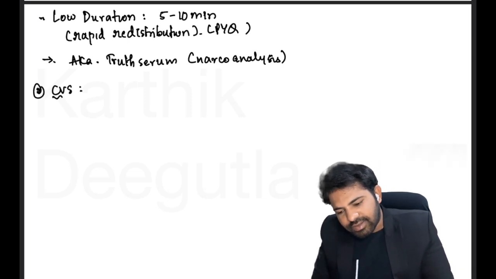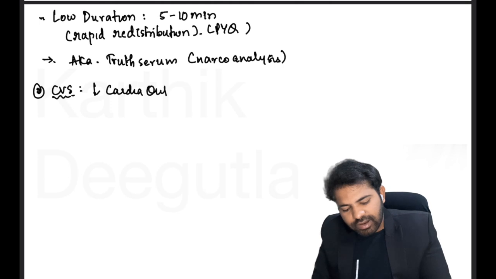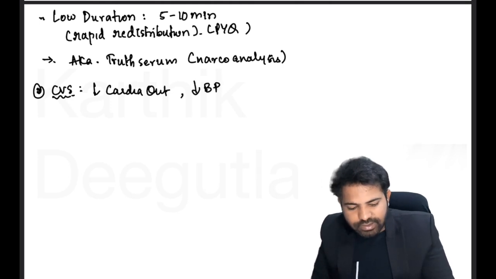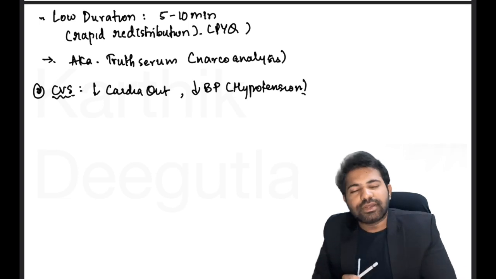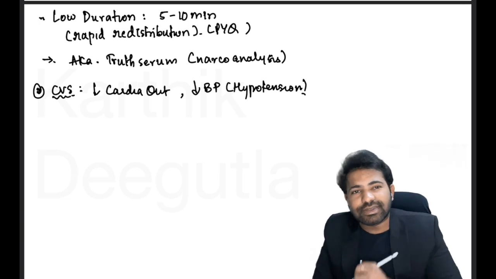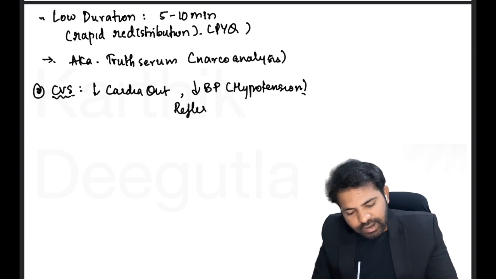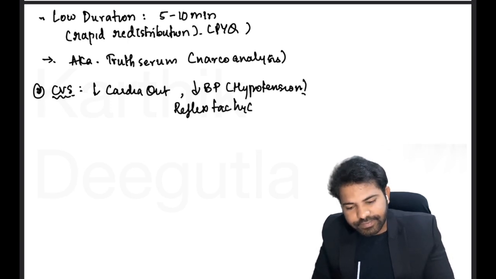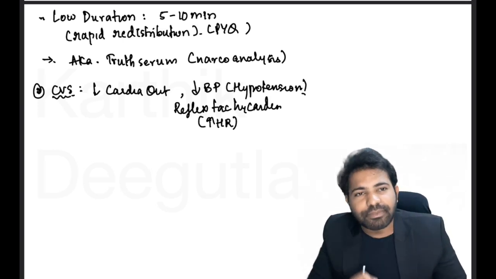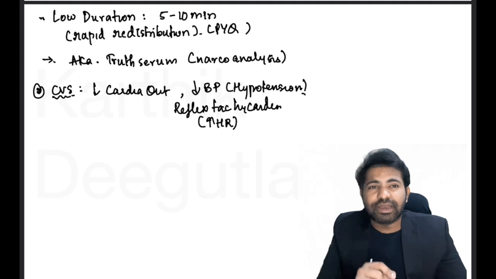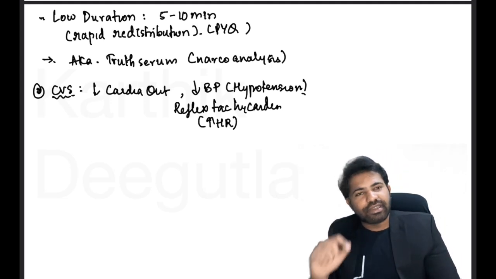Then what is its effect on the CVS, the cardiovascular system? Decreased cardiac output, decreased blood pressure. So it can cause severe hypotension, similar to propofol. Due to this hypotension, there can be a reflex tachycardia, which is an increase in heart rate. Why is the reflex tachycardia there? It is due to activation of the baroreceptors. Baroreceptor mediated reflex tachycardia can occur after giving thiopentone.